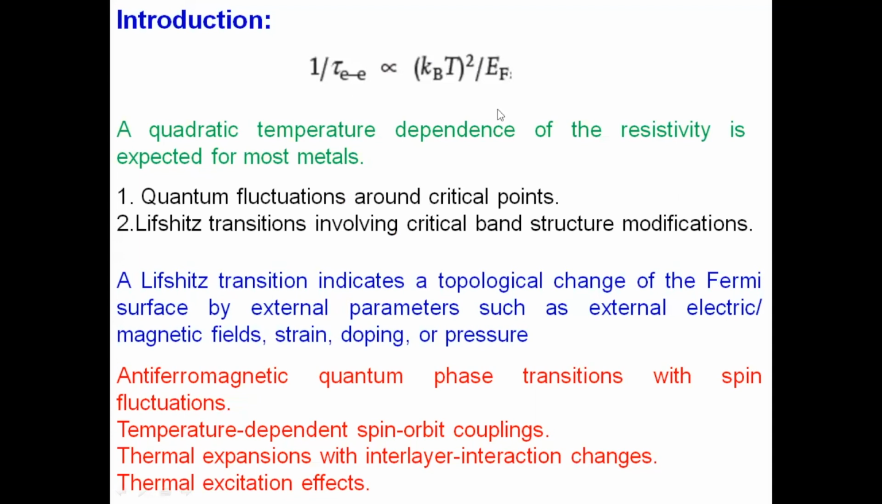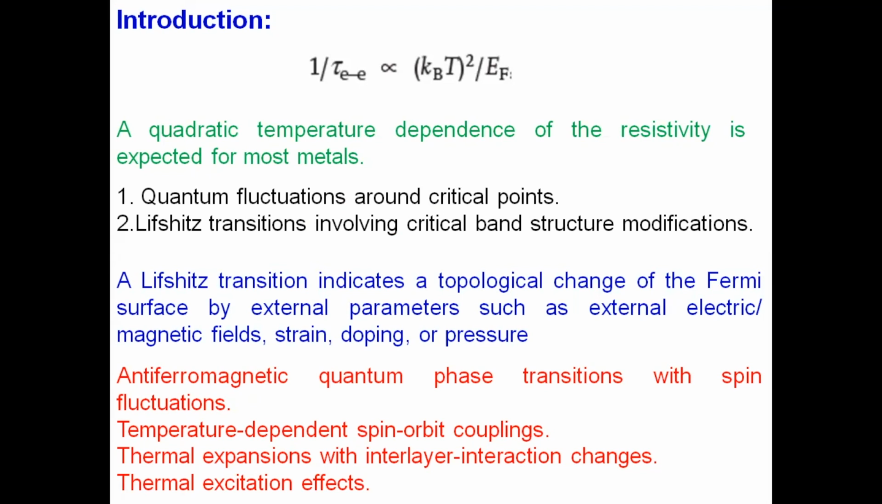This expression is based merely on the Fermi liquid theory and the Drude approximations. However, in some metals or systems, it has been found that the exponent does not show quadratic dependence. It is instead lower than 2. So in order to explain the physics of why it is lower than 2, two mechanisms have been theorized. One is quantum fluctuation around the critical point. The quantum fluctuation is a quantum mechanical term, and the critical point is the point at which the transition occurs or the order parameter diverges. And the other mechanism is Lifshitz transition, involving critical band structure modifications.